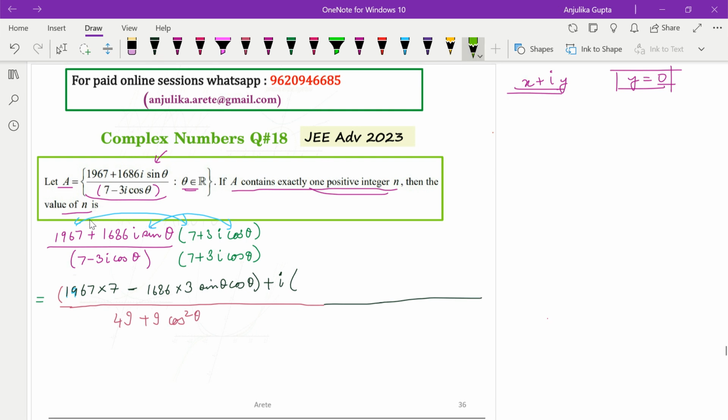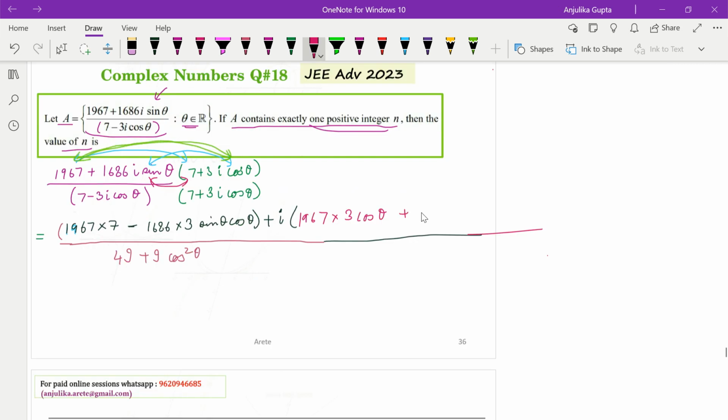How do you get that? You multiply this with this, right? If you multiply these two, you end up getting 1967 times 3 cos theta. What else? When you multiply these other two, you get 1686 times 7 into sine theta. Now you want it to be purely real. That means you don't want your imaginary part, you want it to be 0. So let's equate this to 0.